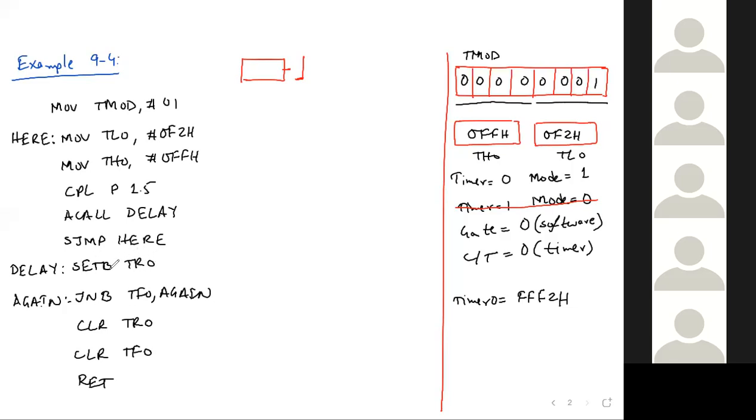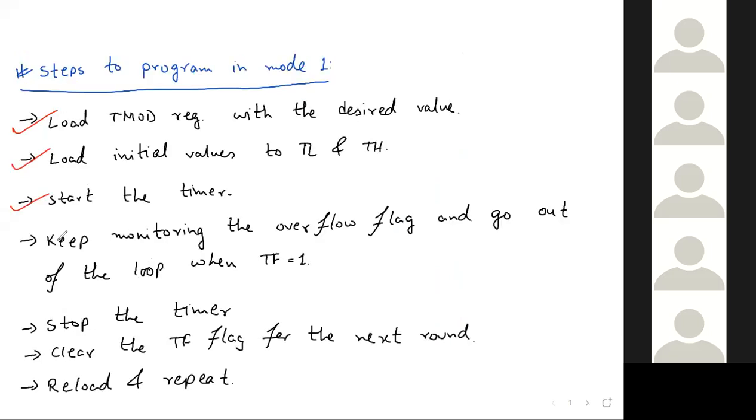Why will this function work? Because we see GATE is equal to 0. So we know that this instruction will start timer 0. So there is no problem with that. Our timer 0 started. All right. What is our next step? Keep monitoring the overflow flag and go out of the loop when TF is equal to 1.